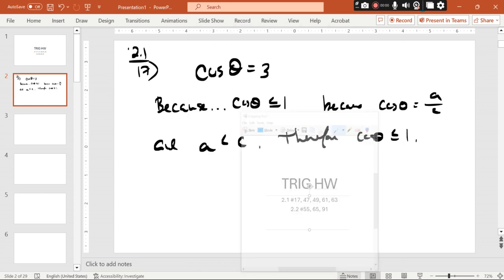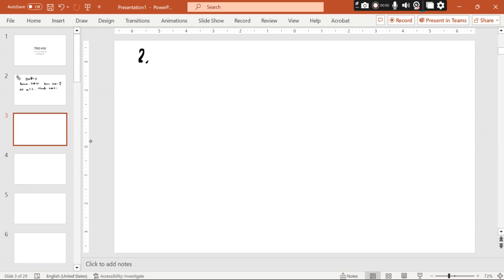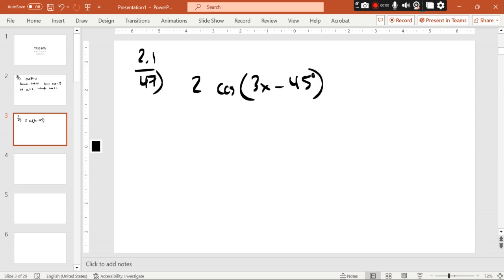Cool, and I'm going to just do this one here. So jump to 47. 2.1, number 47. All right, 47 says this. It's 2 cosine, and then we have an expression here. It's this right here. All right, and it says on the directions here, replace x with 30 degrees. X will be 30 degrees for us.